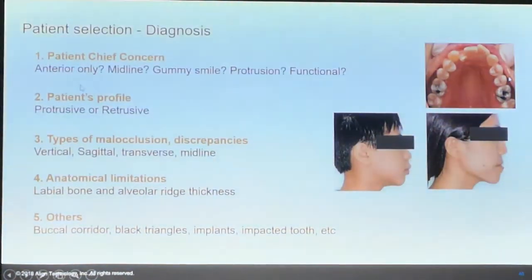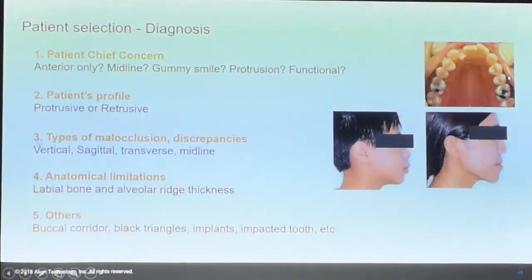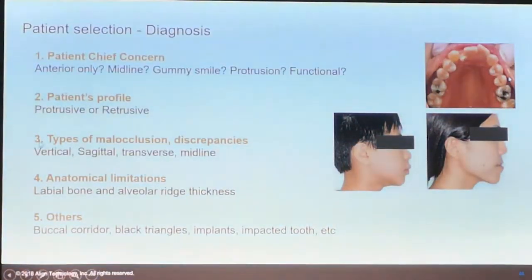Patient profile. If the patient has a protrusive profile, then you may plan to retract in order to create a straight profile for the patient. The third thing you should think of is the type of mouth occlusion. You check vertically if the patient has an open bite or deep bite, and you also check sagittally and transversely, to determine which type of occlusion the patient has, whether the patient is class 2 or class 3 occlusion.